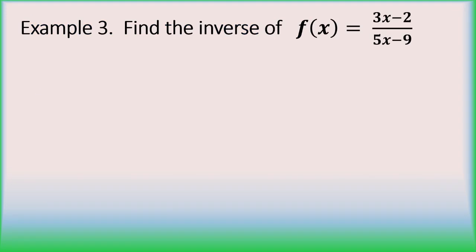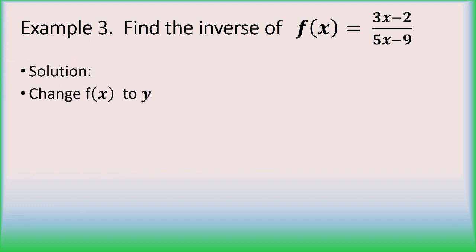For our example number 3, find the inverse of f of x is equal to 3x minus 2 all over 5x minus 9. So this is a rational function, and the denominator 5x minus 9 should not be equal to 0. Otherwise, the whole function will be undefined. So for our solution, we will be following these steps.